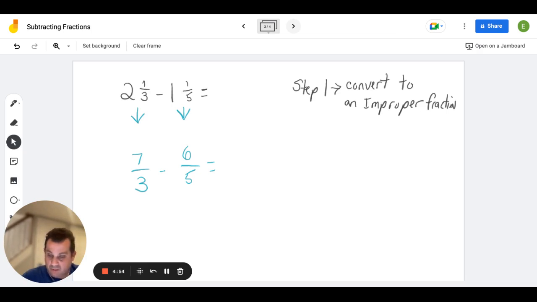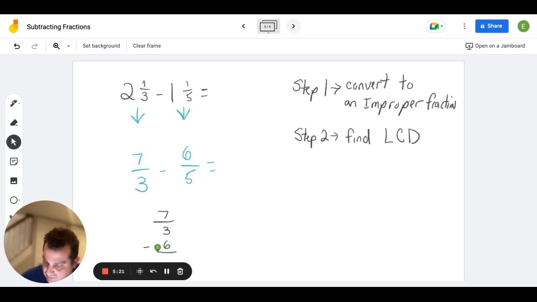So first thing here, our step 2 will be, well, you know what? I'm going to say find your LCD. Find your least common denominator. And I am going to rewrite the problem once again vertically. So common denominator between 3 and 5. Between 3 and 5, well, you should be able to quickly say that it is 15.